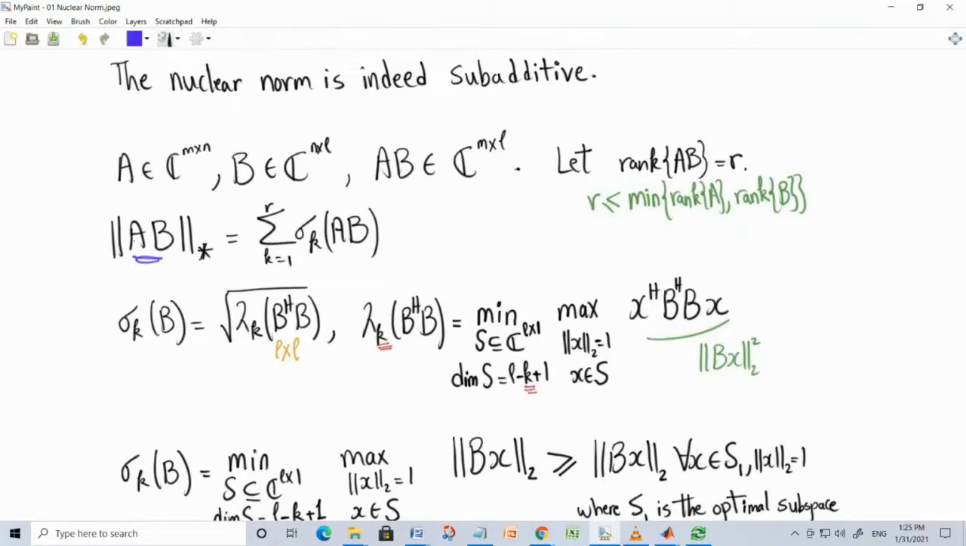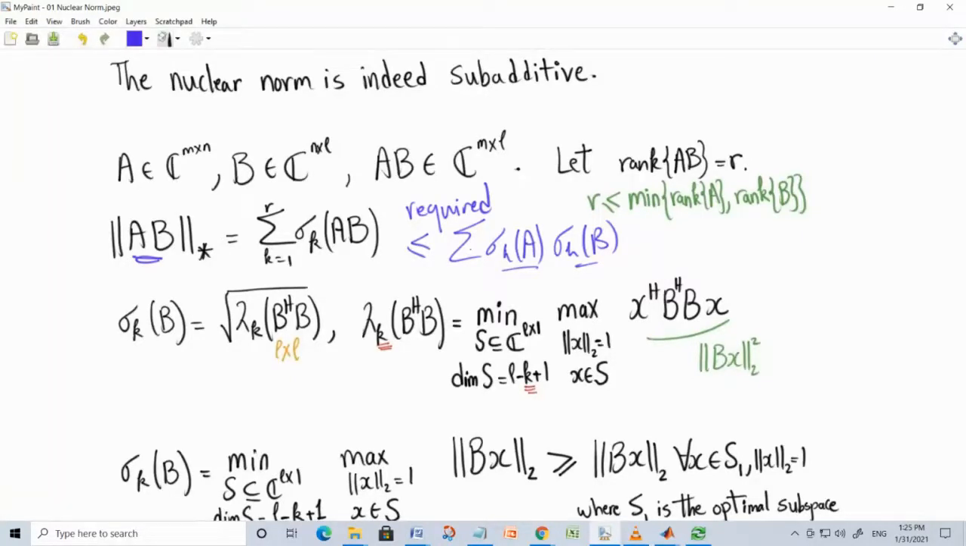So now, if you want to show that this thing is less than or equal to the nuclear norm of A times the nuclear norm of B, okay? So what is required is to show that this quantity is less than or equal to the summation of the singular values of A times the singular values of B. Okay. So how can we establish something like this? Singular values are not defined in a nice way. And note here that our inequality involves not just the maximum singular value. Basically, we take the maximum and then the next one and then the next one.